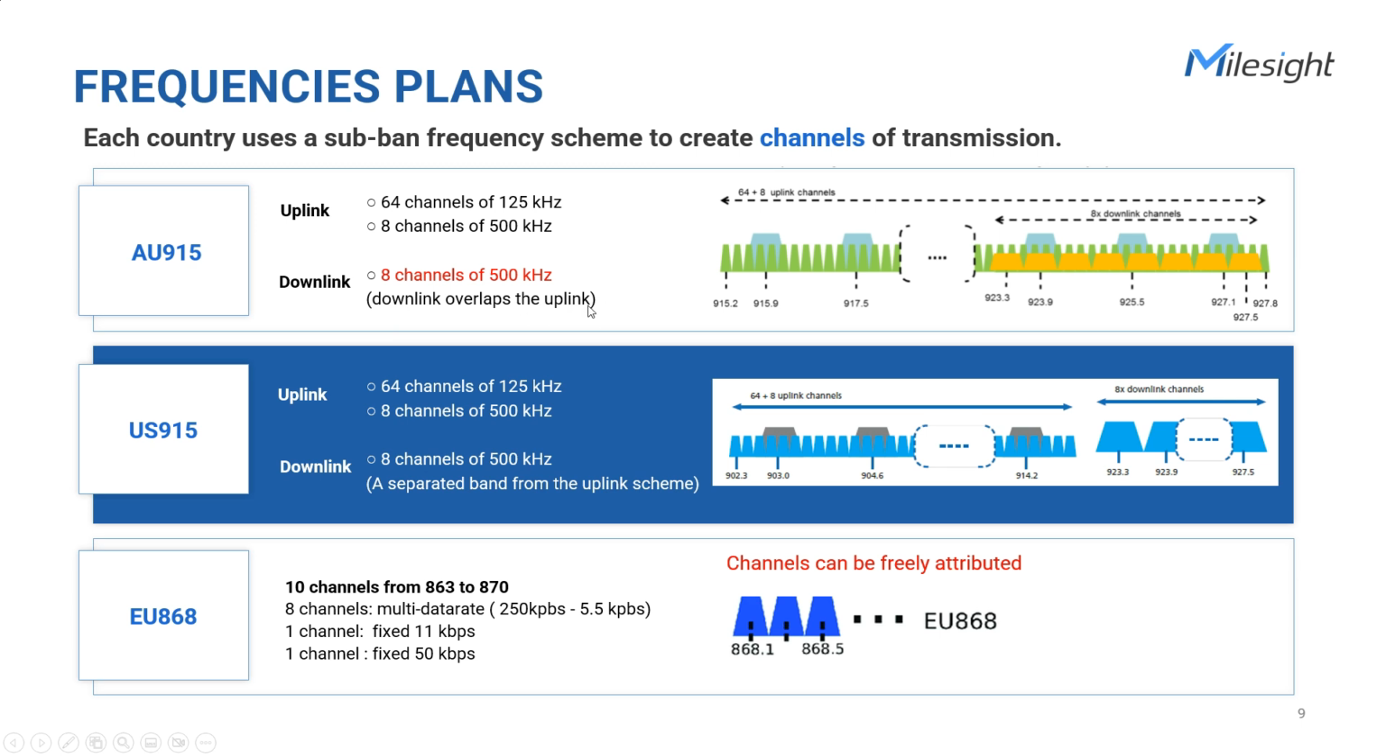For EU 868, it's a little different. The European regulation specifies that the network channels can be freely attributed. However, all end devices shall implement the 3 default channels, 868.1 MHz, 868.3 MHz, and 868.5 MHz.